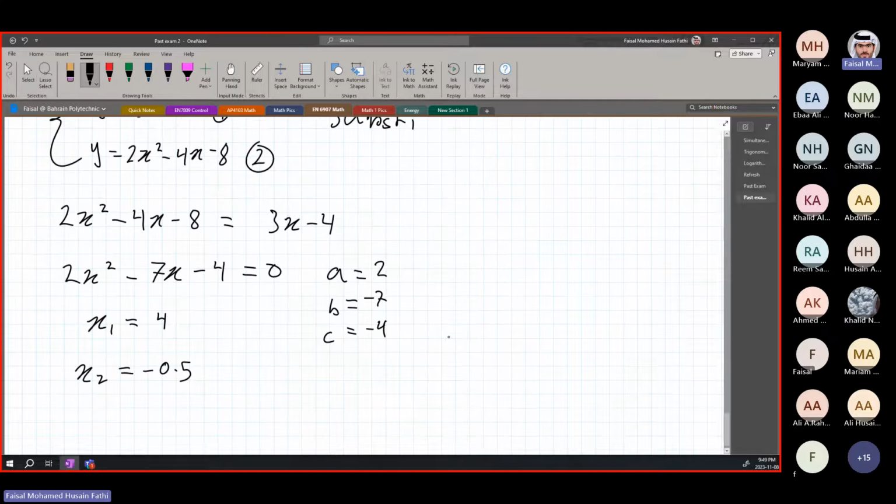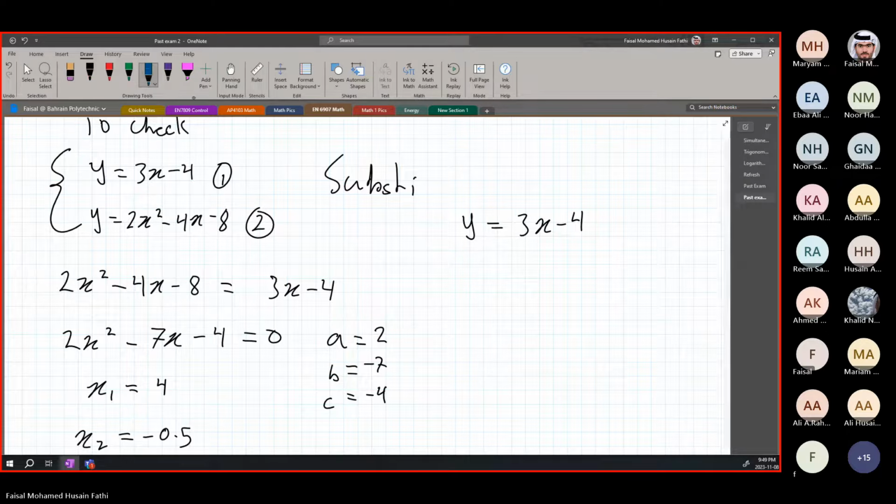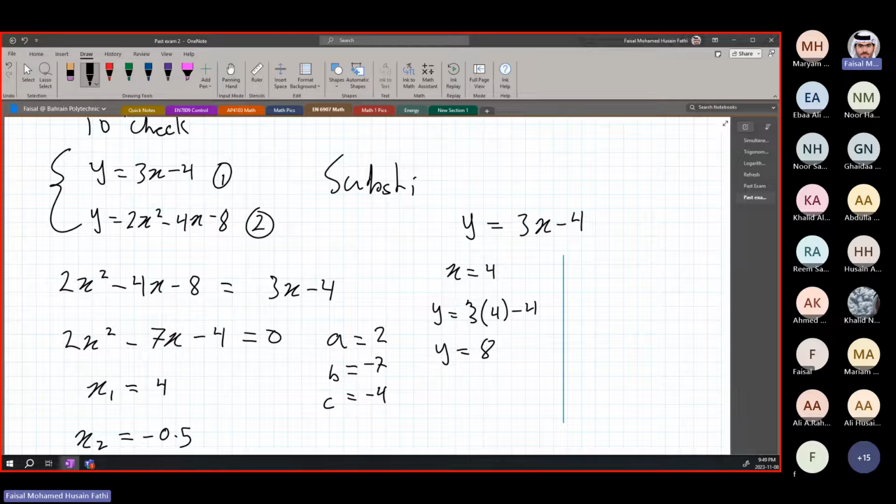Okay, now to find the y values, you substitute back in one of these equations. Let's say for x1, y is equal to 3x minus 4. You will do this twice, once for x1 and once for x2. So when x is equal to 4, y is going to be equal to 3 times 4 minus 4, which is 12 minus 4, which is equal to 8.